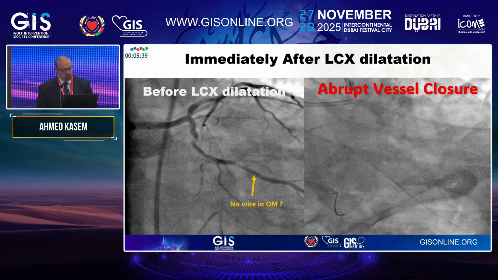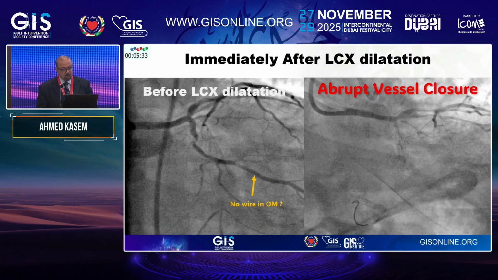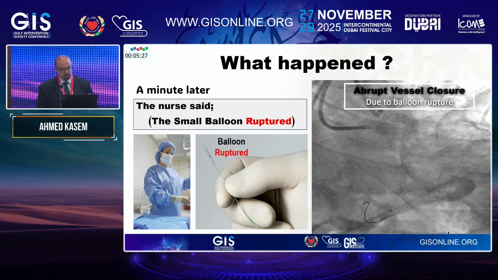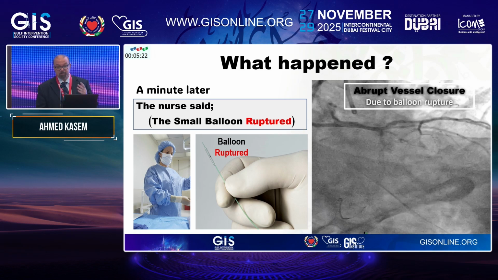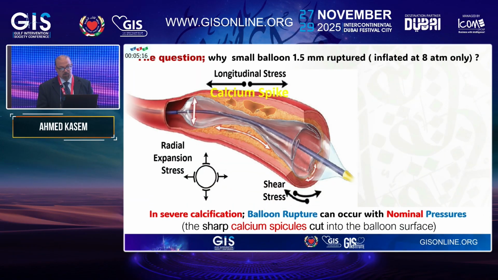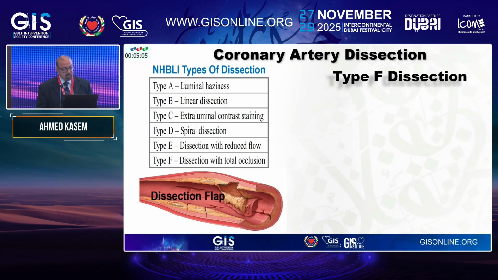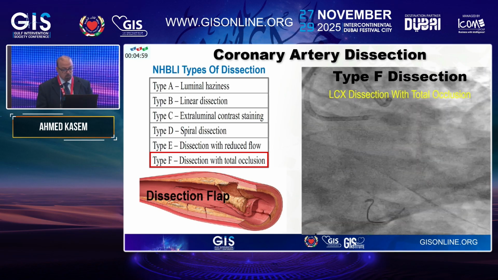The patient had bradycardia, so we gave atropine and tried to stabilize. This is the OM before we dilated the proximal lesion. So what happened? Just a few seconds later, the nurse told me, Dr. Kassem, the balloon ruptured. So the question for me is whether this 1.5 balloon can rupture in this very tight lesion. The answer, from many data, is that even a small balloon can rupture when there is heavy calcification, with calcium spicules that cut the balloon itself, and can even cause dissection with total occlusion like our case, and mural hematoma in the wall.